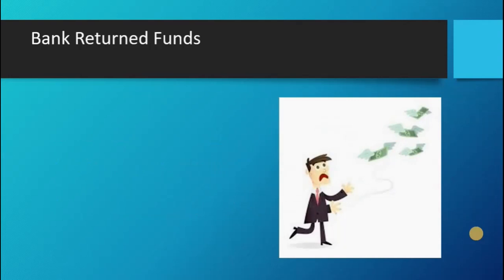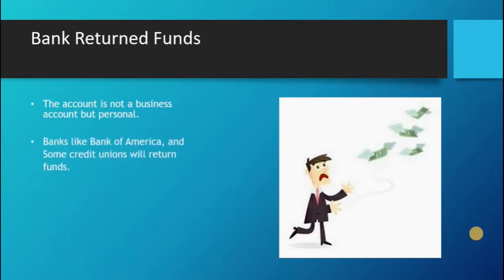Bank returns the funds. Okay, so there are certain banks that are just going to return funds. If you do not have a business account with them, they're returning those funds. Banks like, I think, Bank of America, Wells Fargo, and a lot of credit unions will return funds from the SBA if it's not a business account. And some banks just return the funds because they have this idea that it's fraud and all. So I've seen some of those as well. I've heard about that, so just be careful.